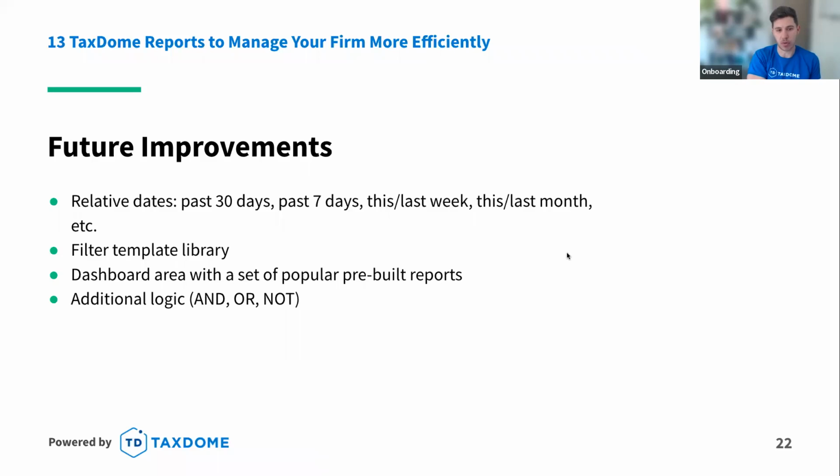So you're not able to filter for, I want to find clients that are not assigned to Bob that have a pending invoice, for example. You can't do that because everything is "and." We do plan on adding more additional logic to these reports so you can make them more and more complex to meet the needs of your system.